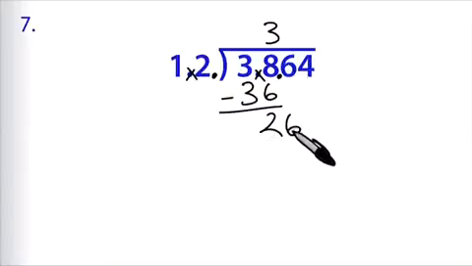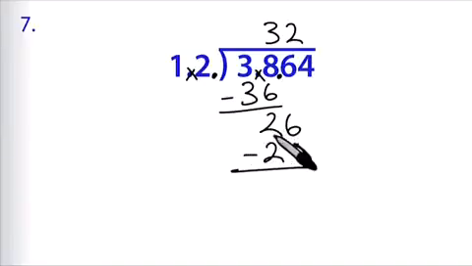Now we bring a copy of the next digit over, bring a copy of that down. So now we have 26, and we need to see how many times does 12 go into 26. Well, that would be 2. So put a 2 in the answer line. 2 times 12, 24. So we'll subtract that. So we have 26 minus 24 is 2. So we need to bring a copy of this 4 down. So now we have 24 down here.